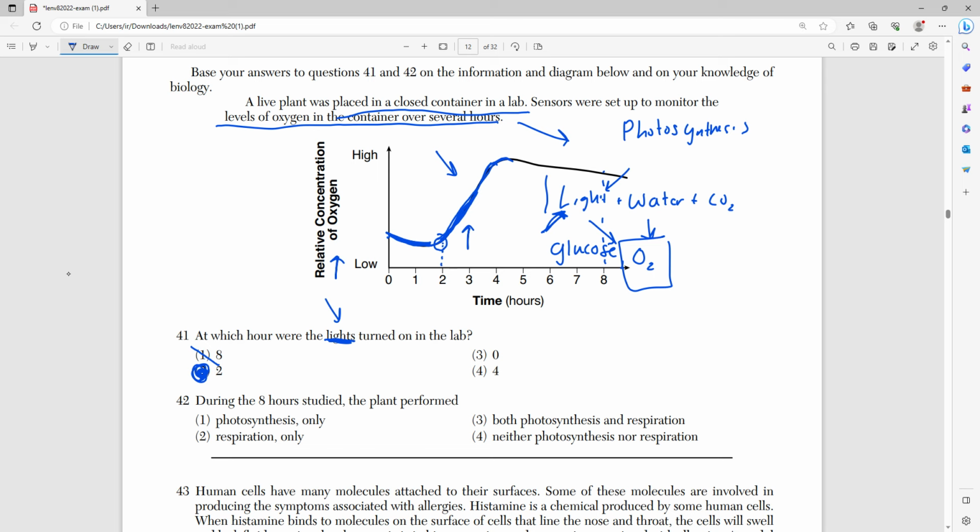Number 1 was wrong because we just defined this as the turning on point. Number 8, right? The lights were probably turned off here because once again the levels are decreasing. At 0, the lights had to be turned off, because once again it's decreasing. And number 4, if we see here, the concentration of oxygen is starting to go down, right? So photosynthesis is starting to slow down, which either means that the container is fully concentrated, or it means that the lights were turned back off. That leaves us with number 2 as the only right answer.